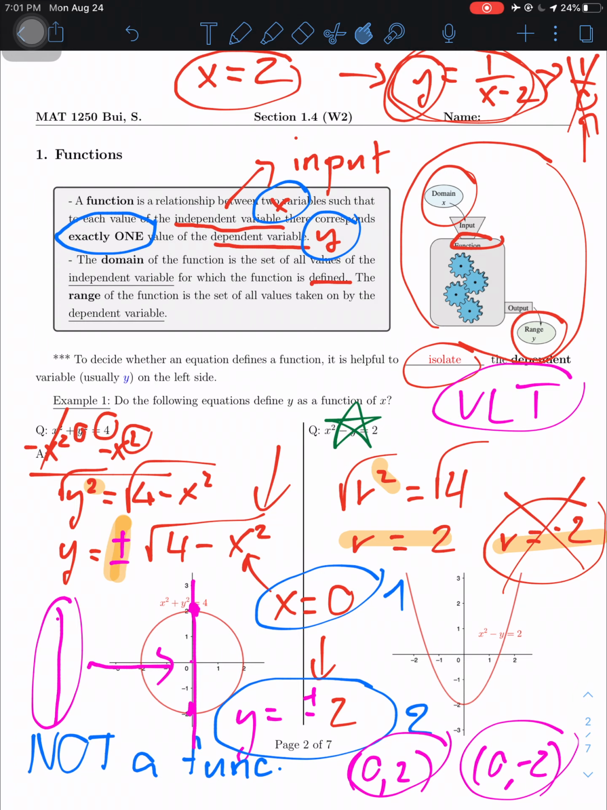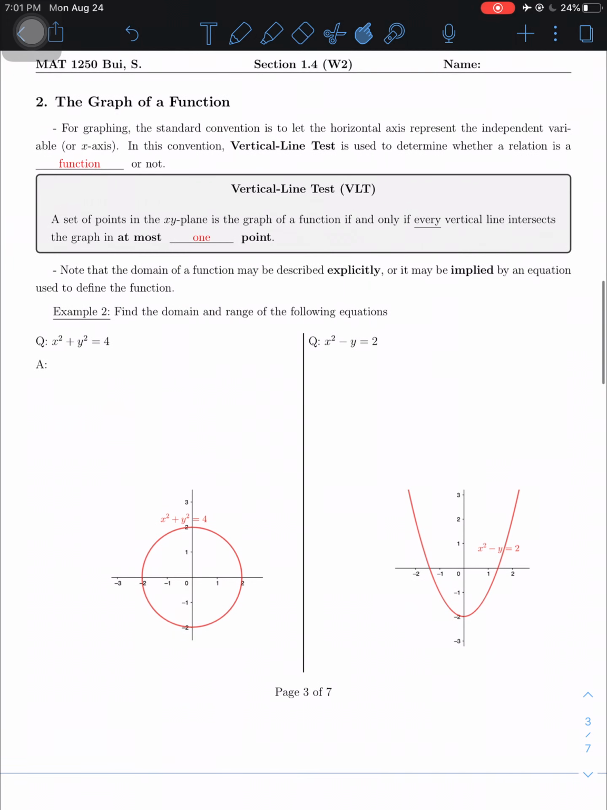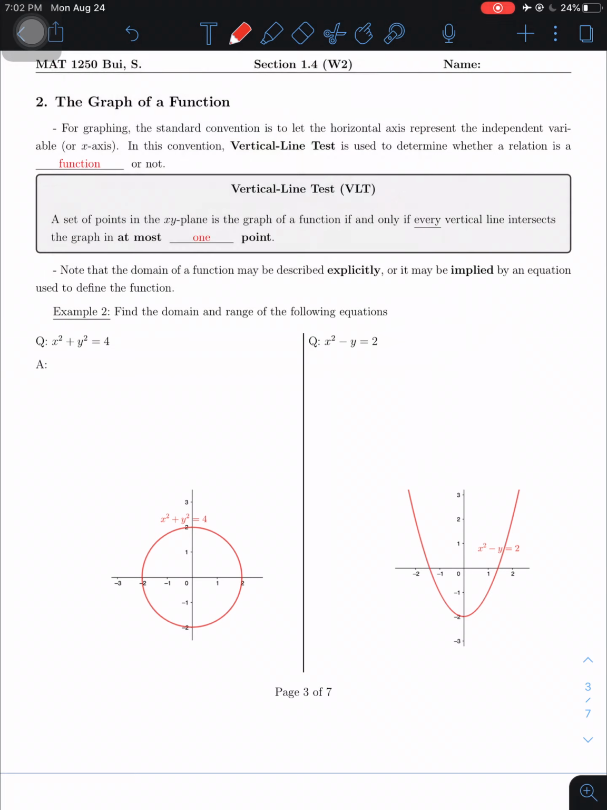And let's see. Let's talk about the second objective, the next one: the graph of a function. Okay, here we go. The vertical line test. If you still remember what we had earlier, these are the same functions. This one is still a circle. And for graphing, let's read this one out loud first.